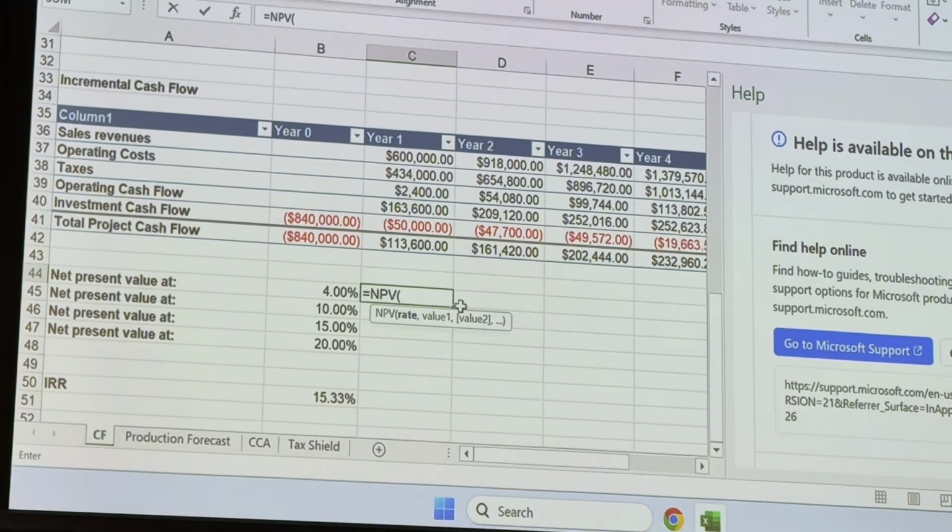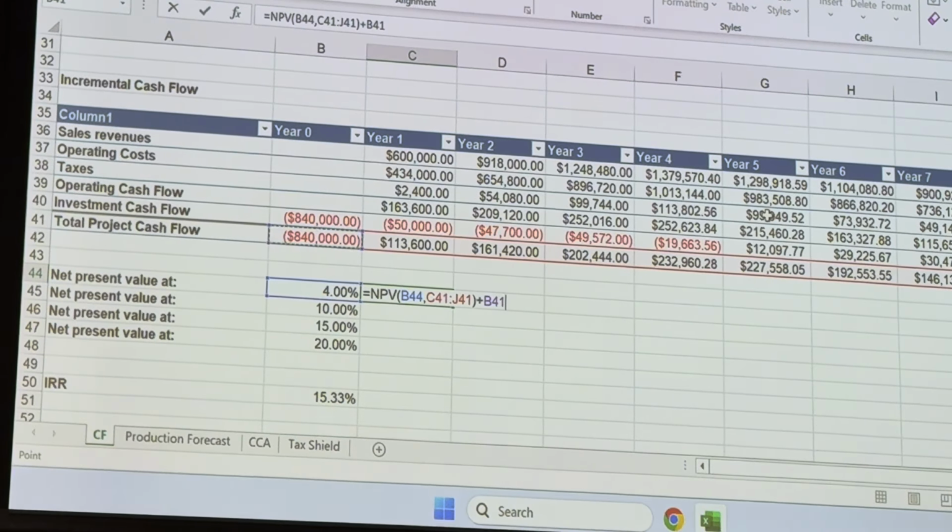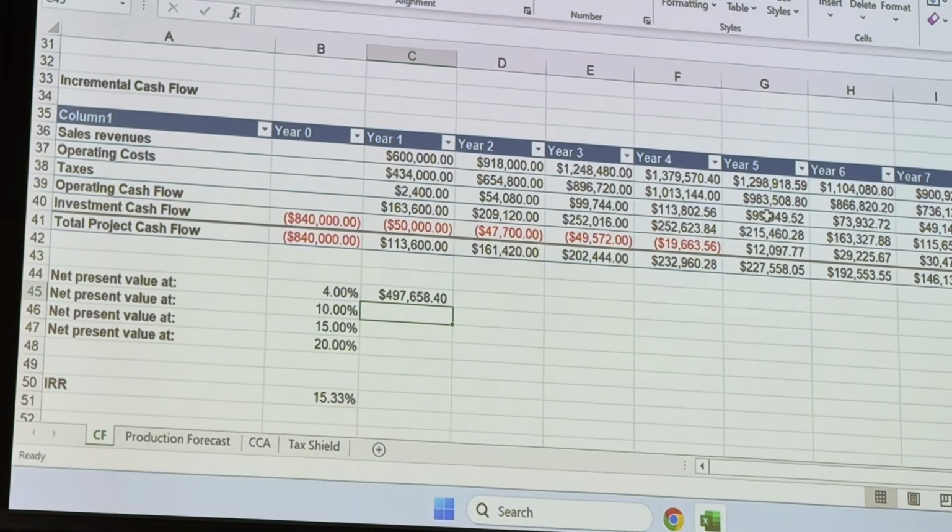So what you do here is, instead of putting in the rate and the series of cash flows going from year 0 to year 8, you go from year 1 to year 8. That's your present value from year 1 to year 8. But then you also have to add back year 0, because Excel doesn't do that. So that way you get the NPV.